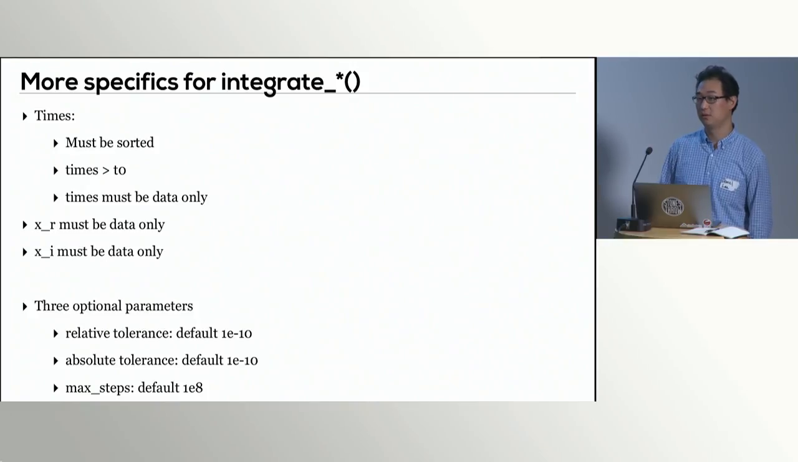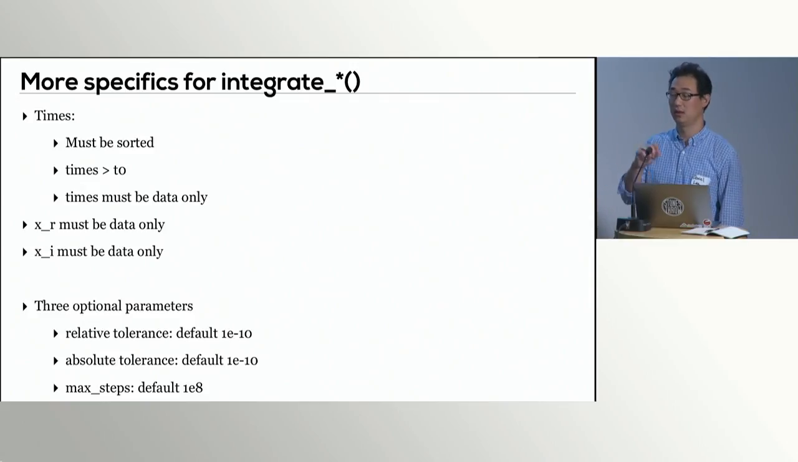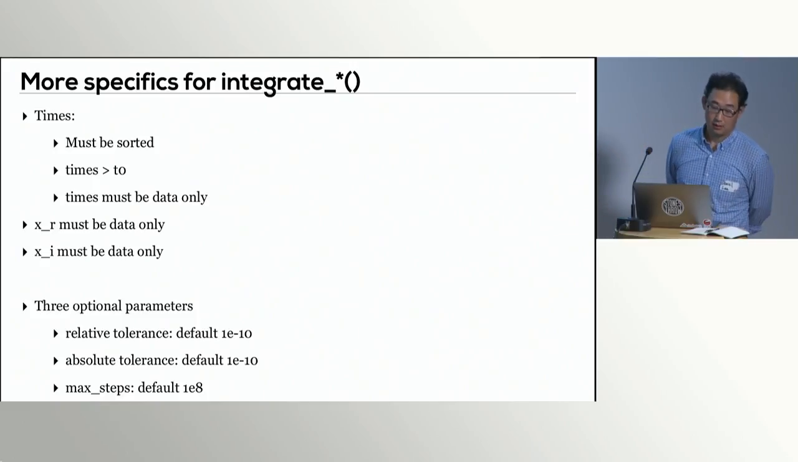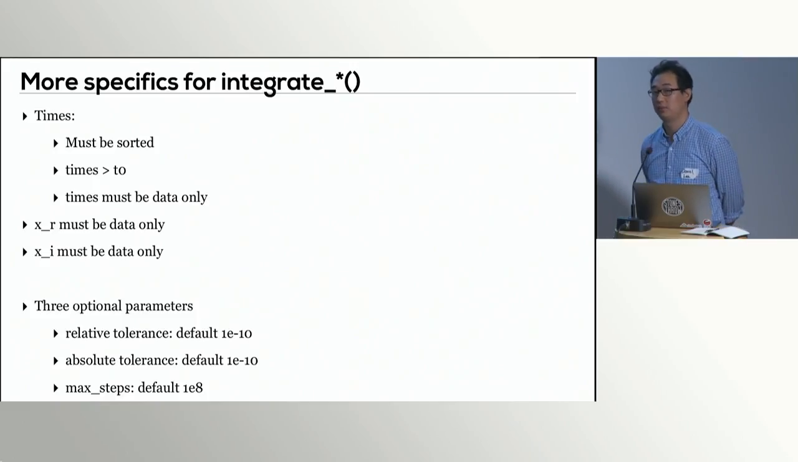And each of the times must be greater than T0, right? So right now we can't put in the initial condition point inside the ODE integrate as a time value. What that means is that my T0 is 0.0. I can't also have 0.0 inside my times. It just has to be something greater than 0. The times can't be parameters now, so it has to be data. We can't solve for what time this thing was at, right? XR and XI must be data only. XI is by definition, you can't have integers that are parameters, but XR must be data only.